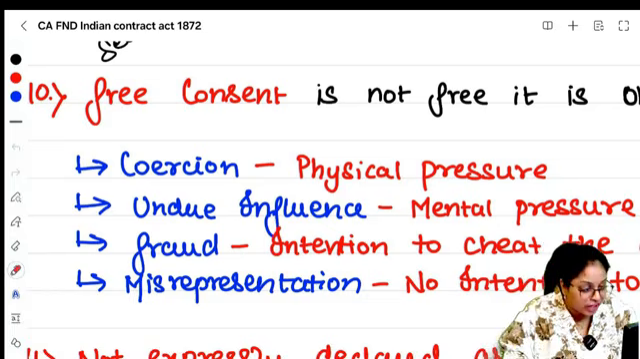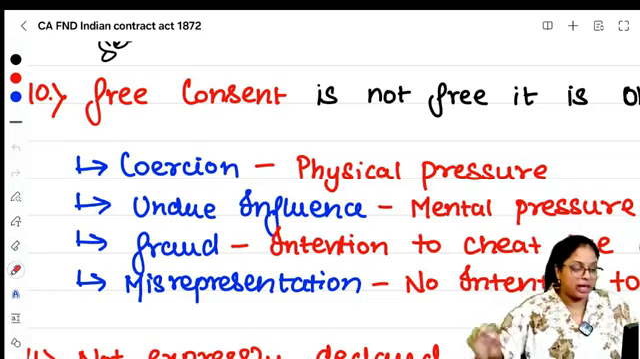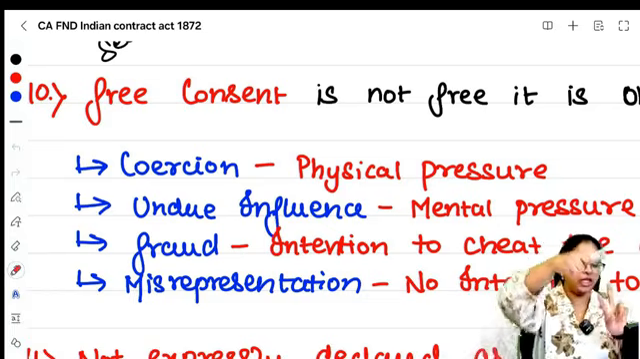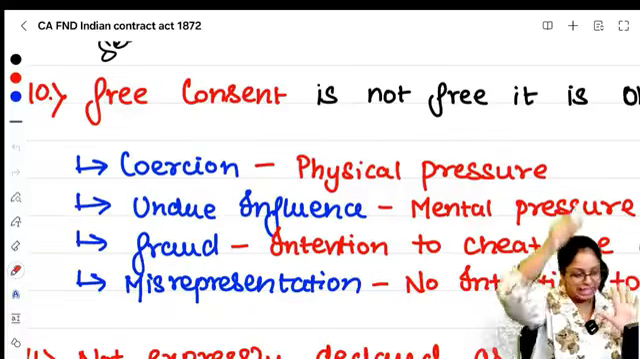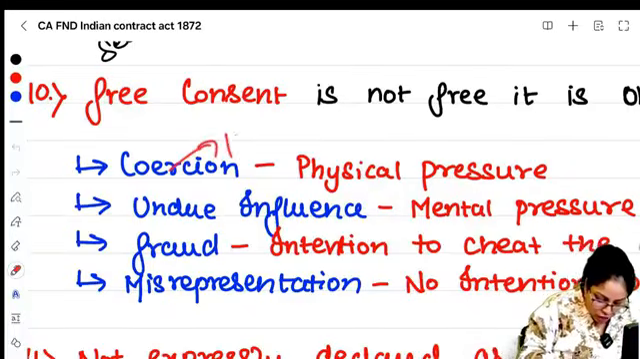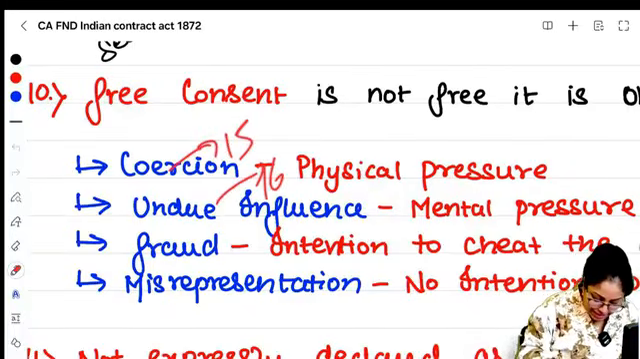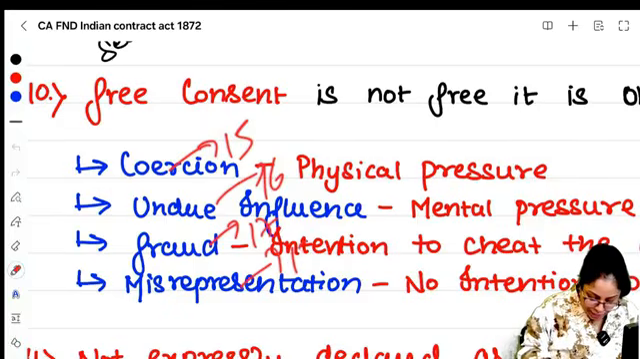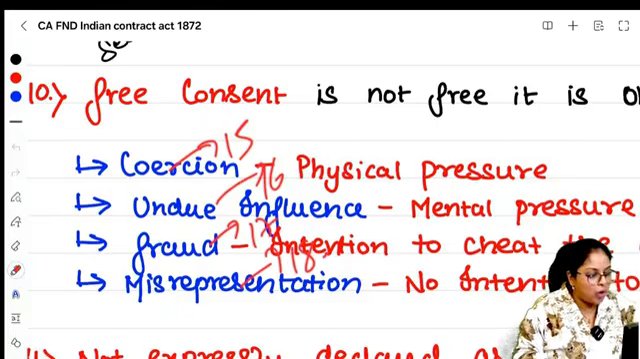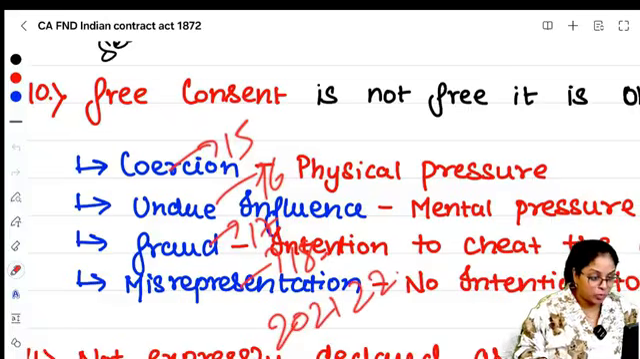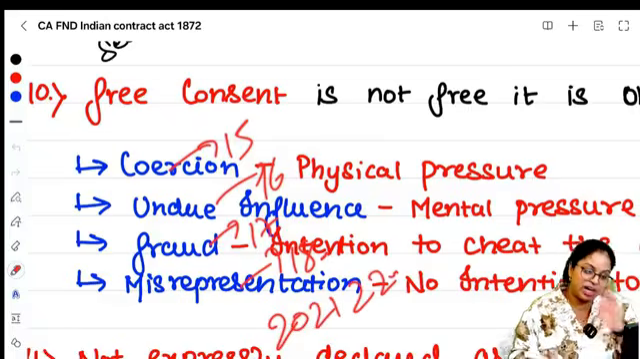Consent is said to be free when it is not obtained by coercion, undue influence, fraud, misrepresentation and mistake. Coercion is 15, undue influence 16, fraud is 17, misrepresentation 18, skip 19. Mistake is 20, 21, 22.